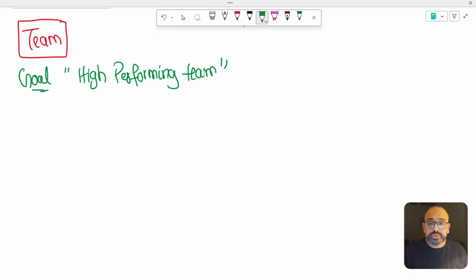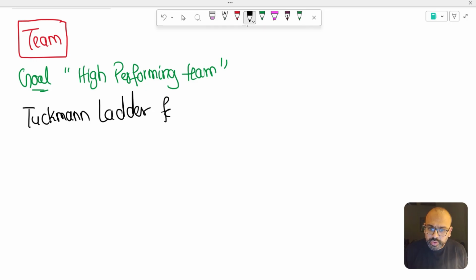Now, how to do that? First, we need to understand the concept of team. Team is a group of people. So, how the group of people will behave, this is the first thing we need to know. For that, there is a theory developed by Bruce Tuckman somewhere in the mid 1960s, and it is known as the Tuckman ladder for team development.